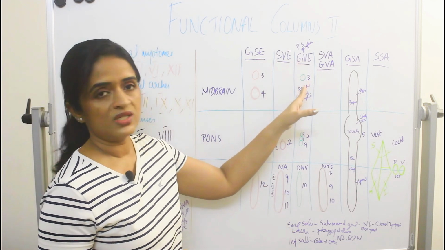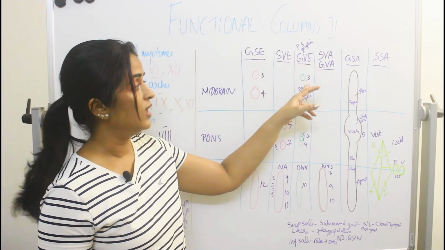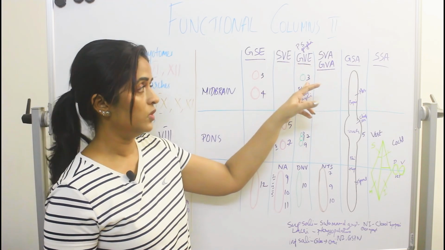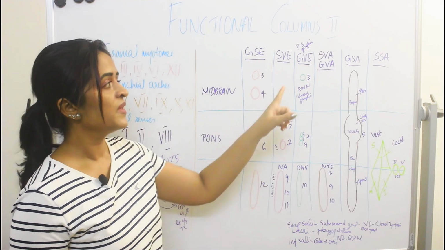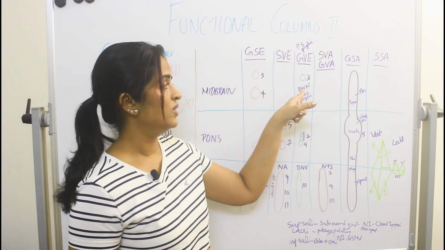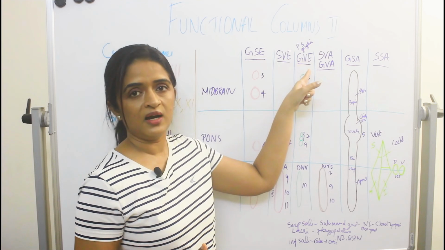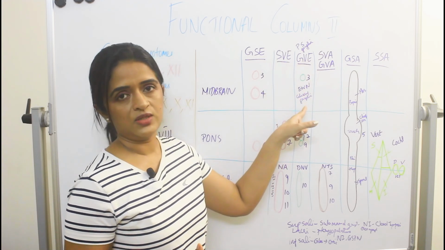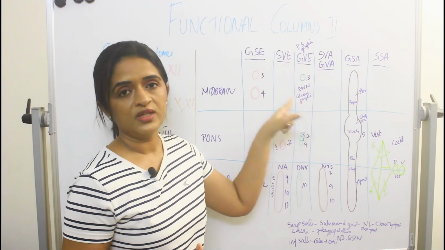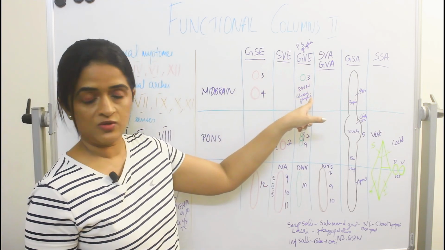So how is it arranged? The first one in the general visceral efferent column is the oculomotor nerve, the third nerve. The nucleus of the oculomotor nerve, the Edinger-Westphal nucleus, comes under the general visceral efferent because it is giving rise to the fibers for the ciliary ganglion. Okay, so that is in the midbrain region.